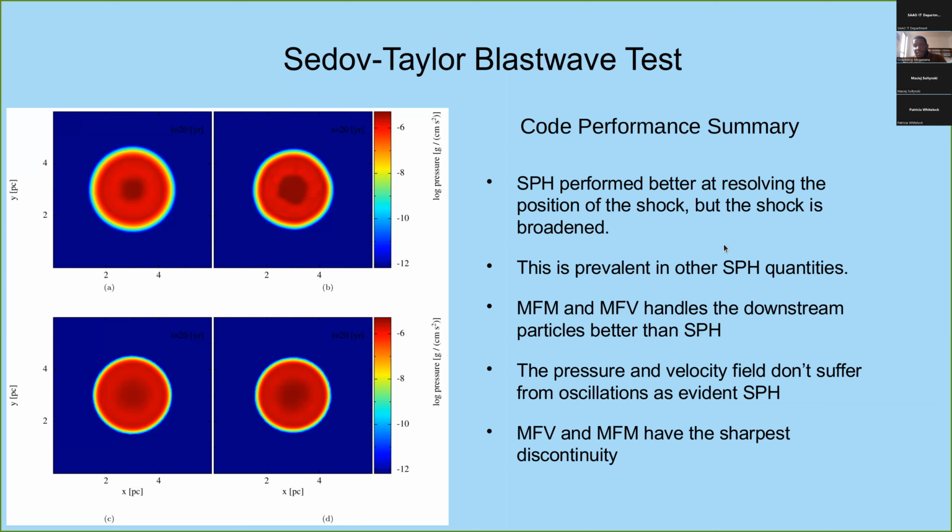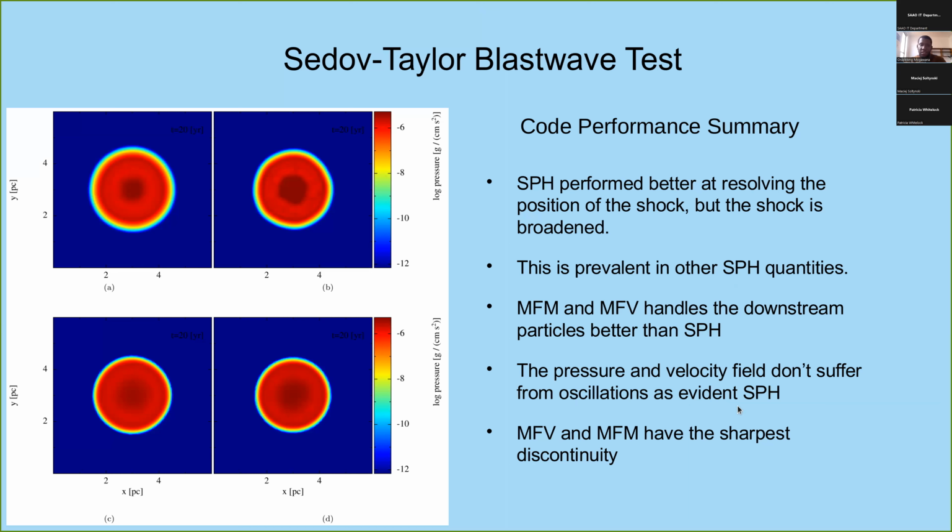The most prevalent thing is the fact that the shock will be broadened as opposed to something like grid codes or MFM and MFV. So there's nothing that you can do, it's the way the code has been set up. And MFM and MFV handle the downstream particles better. That, if you remember, is the particles that have been shocked. So there isn't a lot of dissipation in that. The pressure and velocity don't suffer from oscillations as evident in SPH. So that's the velocity profile that I showed you earlier with a lot of oscillations.